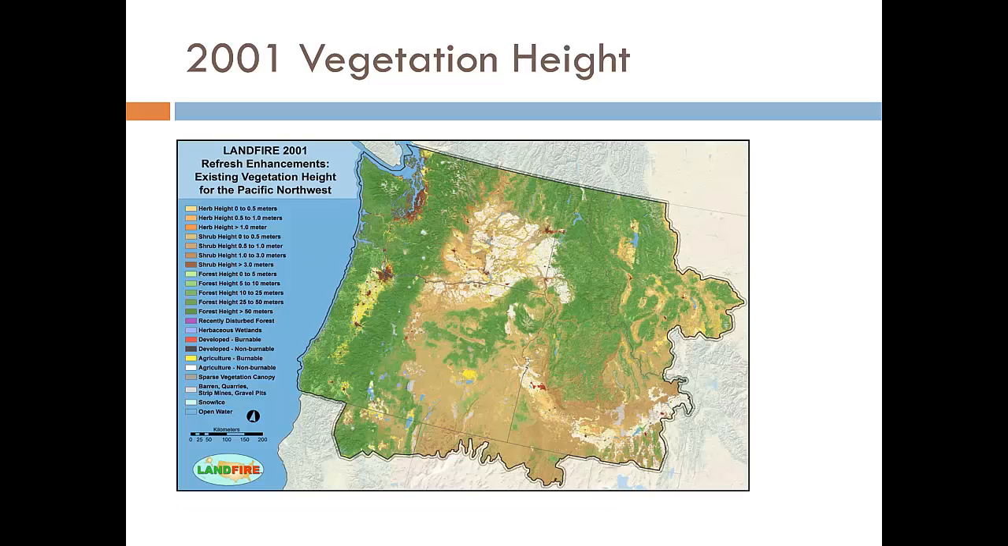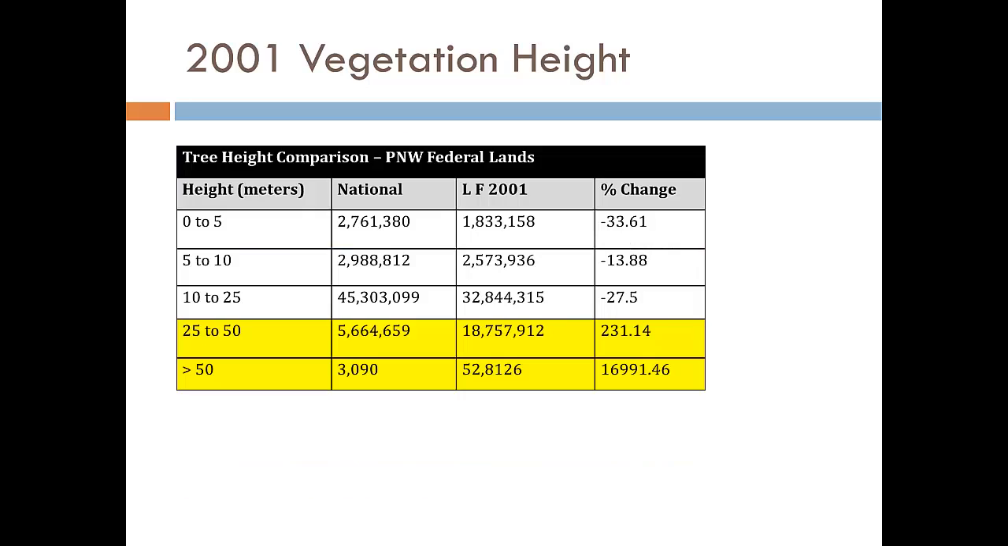LANDFIRE developed a new height mapping technique for its 2001 product that incorporated user feedback and additional data sources. The 2001 product represents the average height of the dominant and codominant trees in a stand, whereas the LANDFIRE national data estimated the average height of all trees. In the Pacific Northwest, the result of this change is more area mapped into the taller tree classes. The new height map should align better with the values expected for fire behavior modeling.